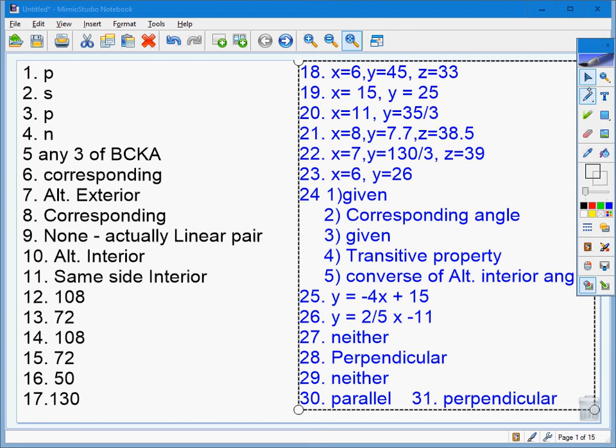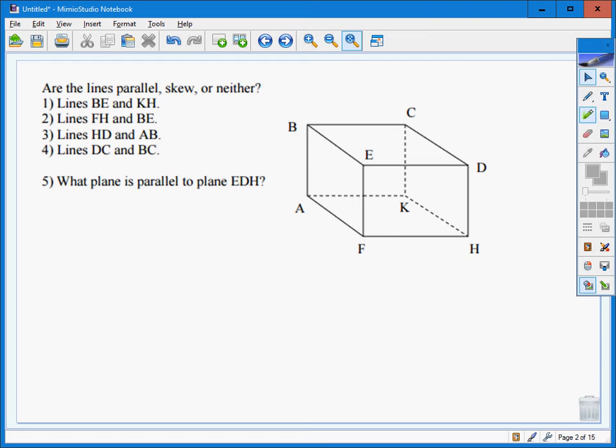Okay, here are the answers for the first review sheet. Remember, you can always pause a video so that you can look at it longer. And here we go, question number 1.